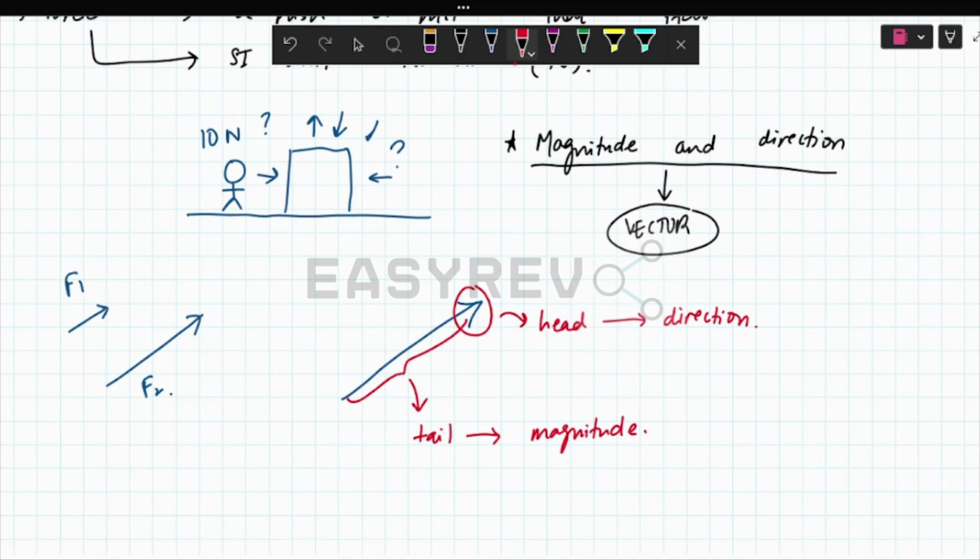So that's why arrow-based diagrams work so well for a majority of vectors, including a force, because it's this one concise, simple diagram that gives you an idea of both magnitude and direction simultaneously.